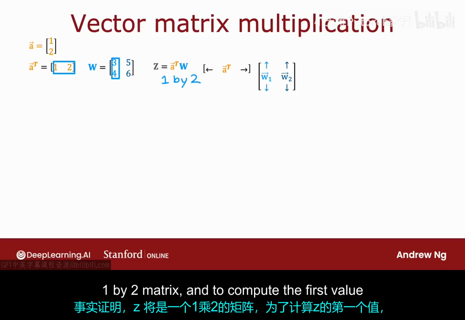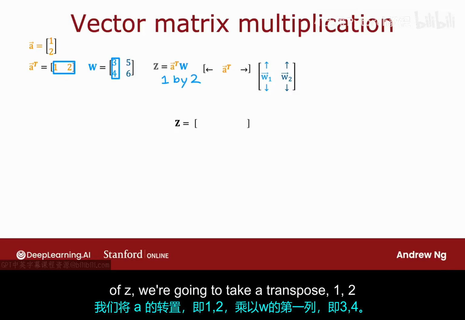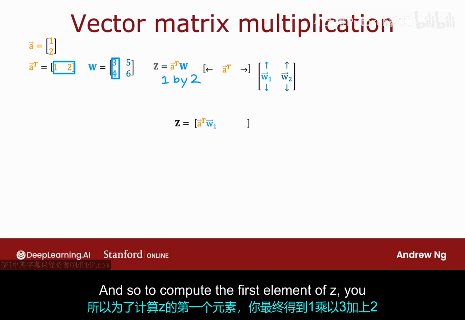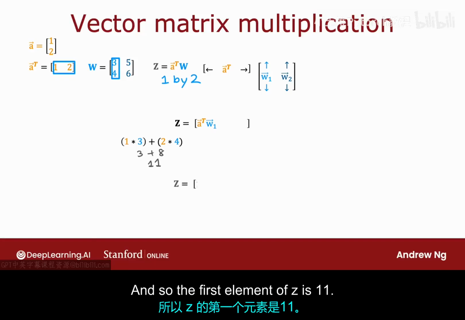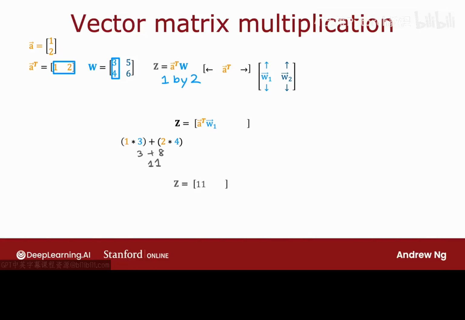And to compute the first value of Z, we're going to take a transpose, 1, 2 here, and multiply that by the first column of W. So that's 3, 4. And so to compute the first element of Z, you end up with 1 times 3 plus 2 times 4, which we saw earlier is equal to 11. And so the first element of Z is 11.